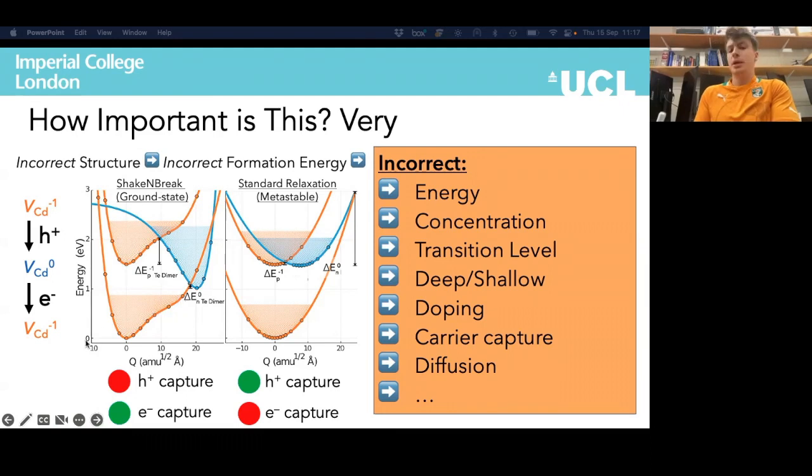these diagrams describe the recombination behavior at point defects in semiconductors. I won't go into detail explaining what it's showing, but the key point is that on the left is the ground state defect structure that we find with ShakeNBreak. On the right is the metastable structure you get from a standard relaxation. You can see that the potential energy surfaces look completely different in the two cases, and the resulting prediction of how fast hole or electron capture is just swaps. In one case, hole capture is quite slow but electron capture is very fast. In the other case, you find the opposite conclusion. This shows how important getting the correct defect structure can be, particularly for solar cell materials, where you're calculating these properties and it's not even the effect on the formation energy or concentration that's the key difference.